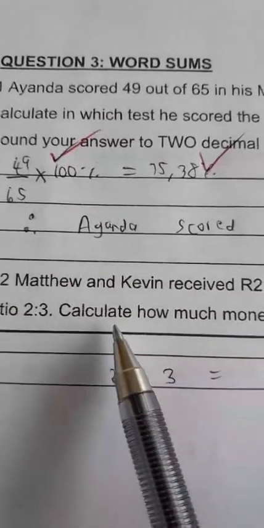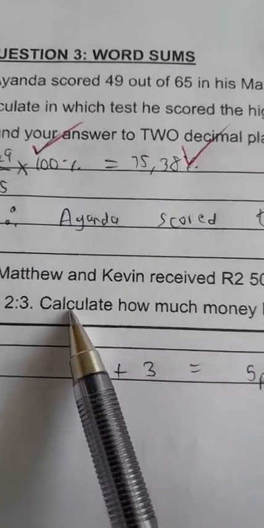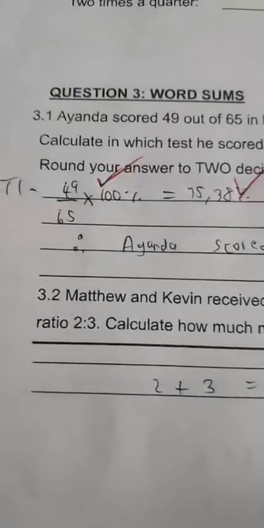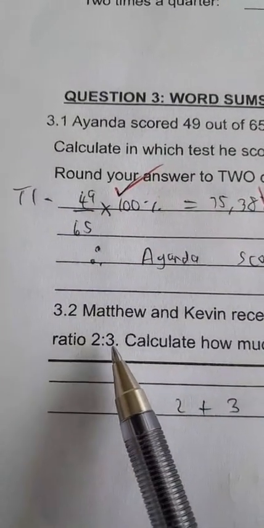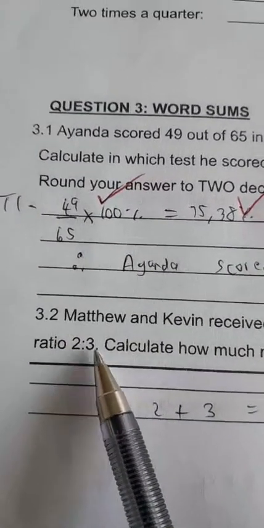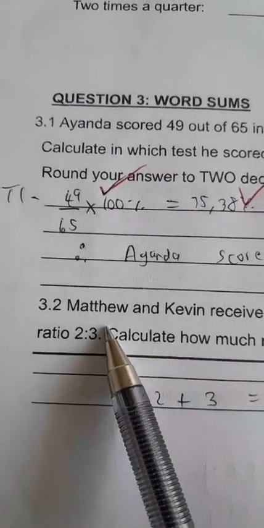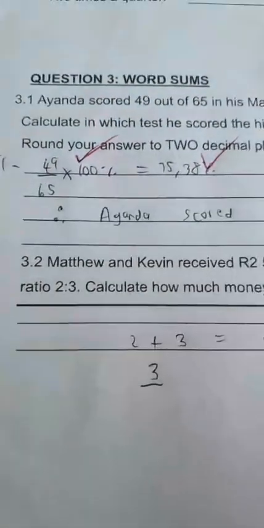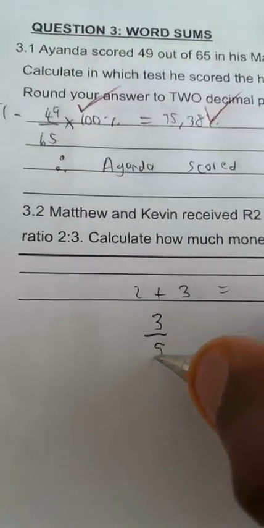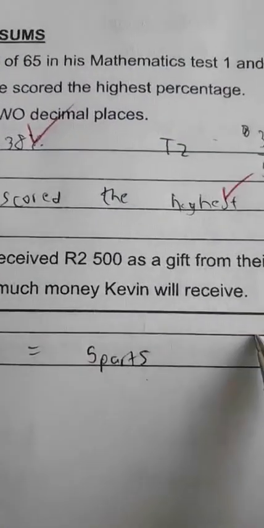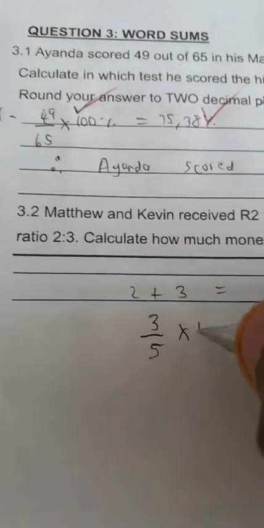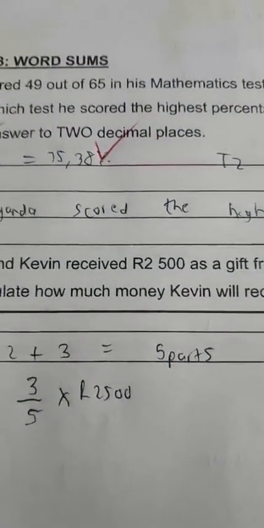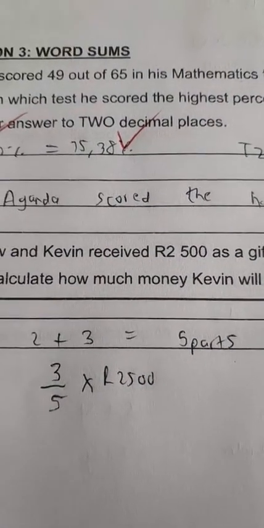Then what are we interested in? It says calculate how much money Kevin will receive. We don't really care about Matthew. We want to know how much Kevin will receive. Kevin's part is the 3 parts, right? It's not the 2 parts, it's the 3 parts. So we're going to take the 3 parts that Kevin has, divided by the total number of parts, which is 5. Then we are going to times it by the total gift amount, which is 2,500.